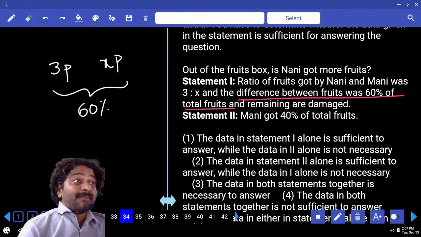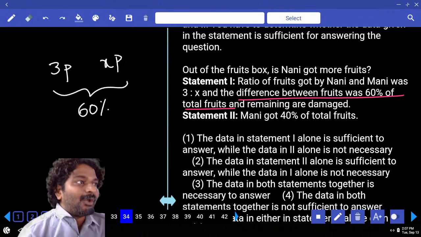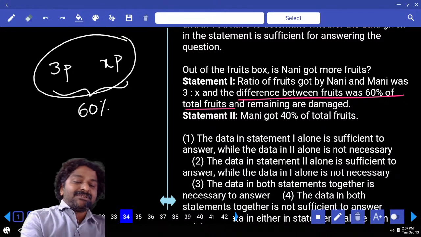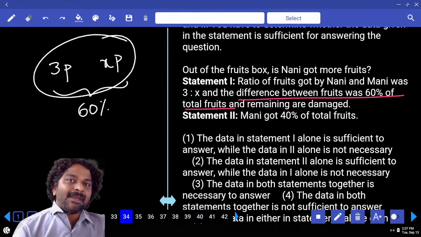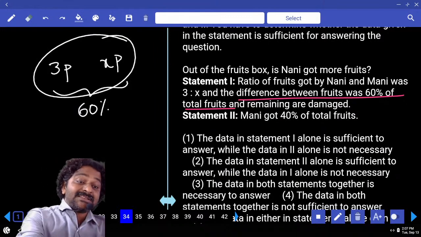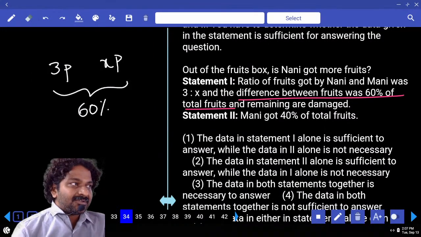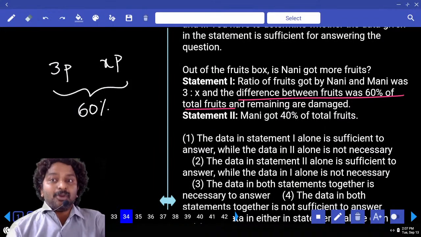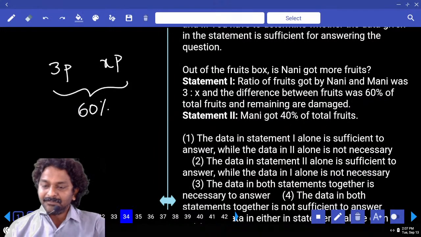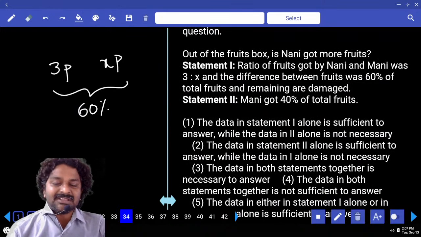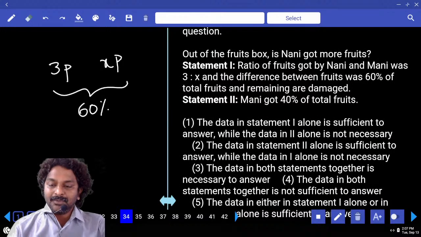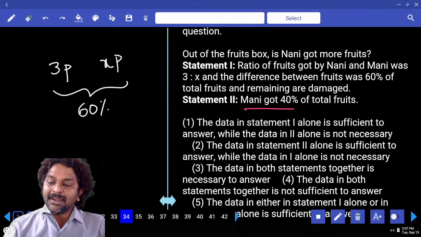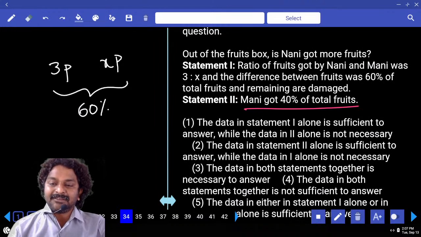Then how much is remaining? Can you calculate? No. If the sum becomes 60, yes, we can say remaining is 40. But they are saying the difference is 60. The remaining need not be 40. Be careful. So is one alone sufficient to answer the question? Come on. No. Next. Money got 40% of total fruits.